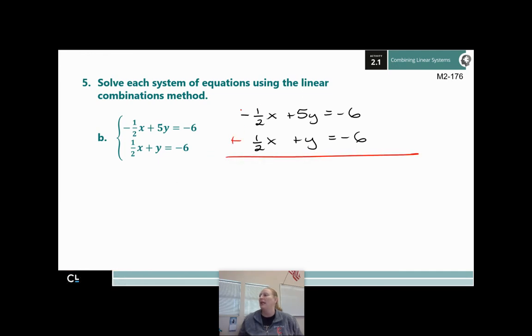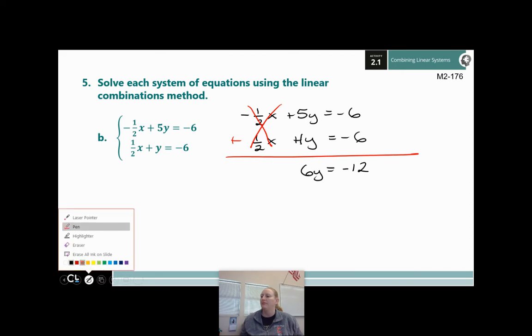And of course, a negative 1/2 plus 1/2, well, those are going to cancel out. Goodbye, which is nice. That's kind of what we wanted. That was the point of this. 5y plus, let's think of that as a 1y. 5y plus 1y is 6y. And a negative 6 plus a negative 6 is a negative 12. Well, now it's easy to solve for y. We'll divide by 6 on both sides. And we find out that negative 12 divided by 6 is a negative 2.